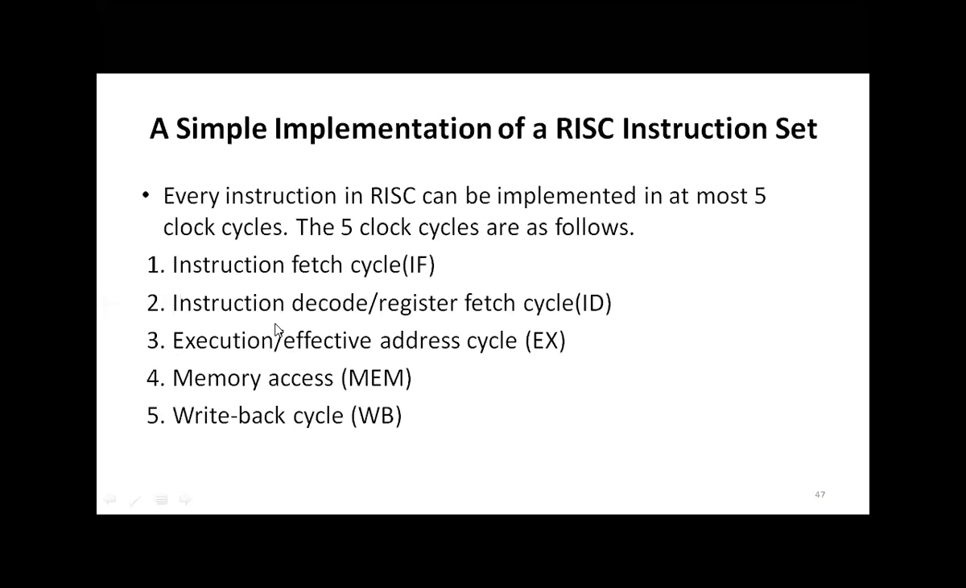So suppose we have an instruction, it will take a maximum of 5 clock cycles to complete its execution in a RISC instruction set architecture. Five clock cycles are required to complete execution of an instruction in a RISC architecture. All the instructions have to go through these 5 stages, and each stage takes 1 clock cycle. Is that clear? Yes, sir.